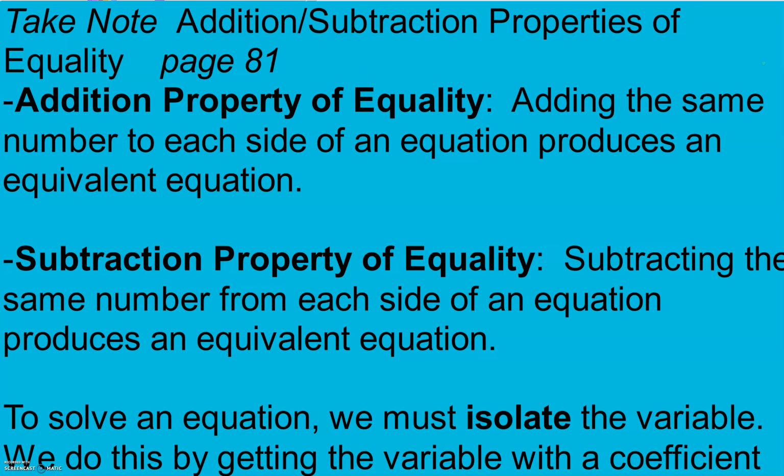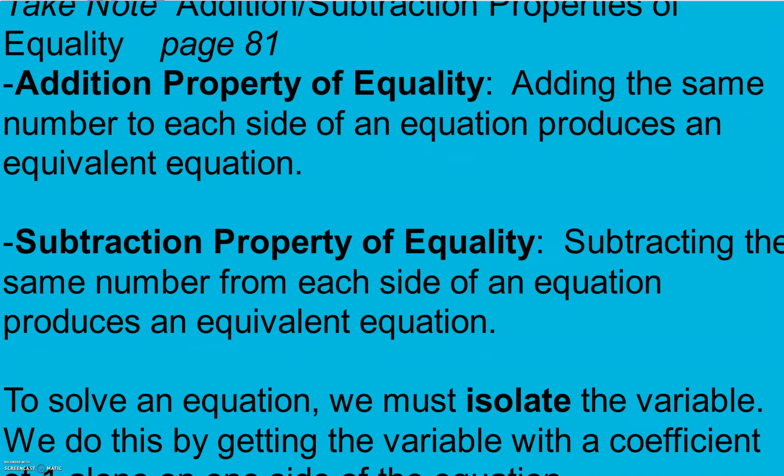The addition property of equality tells us that adding the same number to each side of an equation produces an equivalent equation. And our subtraction property of equality tells us that we can subtract the same number from each side of an equation to produce an equivalent equation. So as long as we do something equal to both sides, it stays equal as far as adding and subtracting go. To solve an equation, we have to isolate the variable.